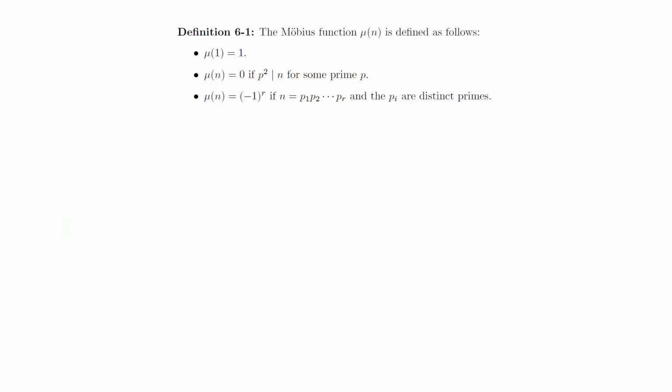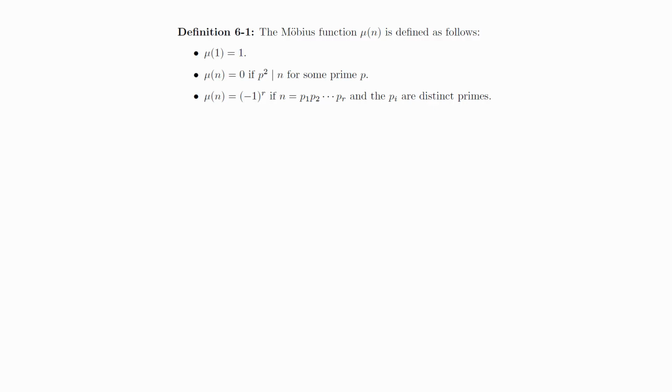Definition: the Mobius function mu of n is defined as follows. Mu of 1 is equal to 1, mu of n is equal to 0 if p squared divides n for some prime p, and mu of n is negative 1 to the r if n is the product of r distinct primes. In other words, mu of n takes on various values depending on its prime factorization.